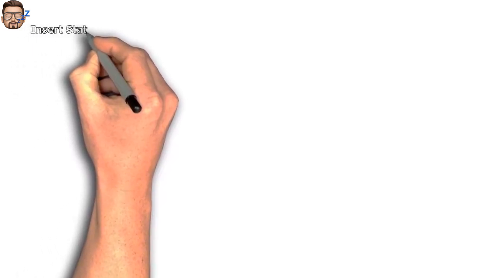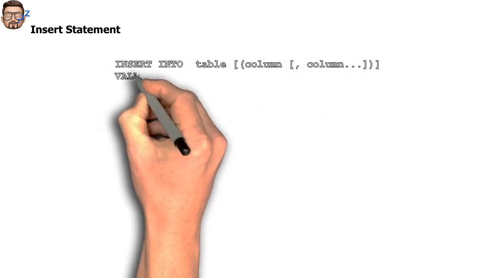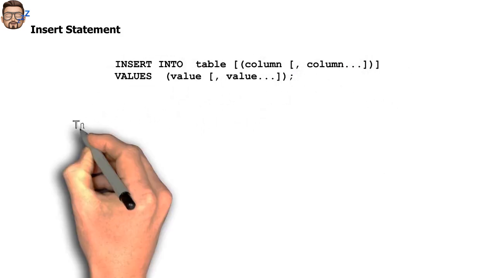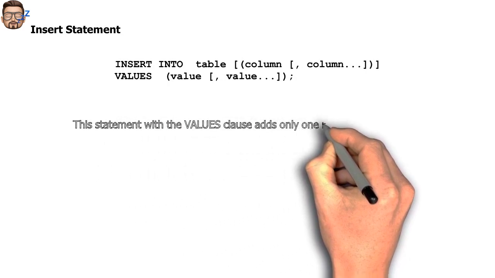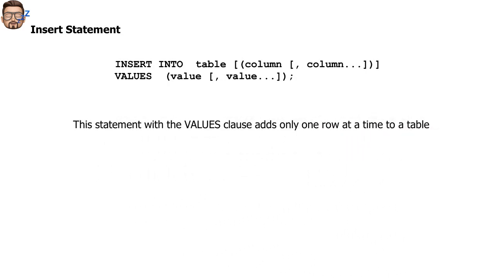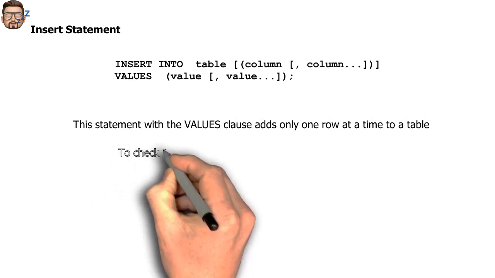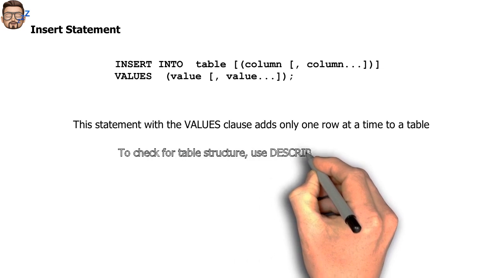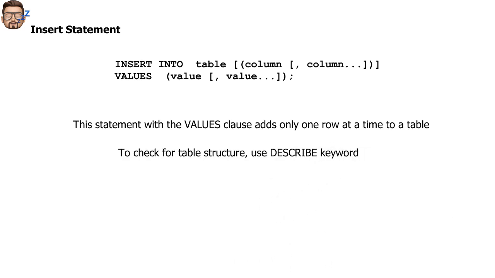You can add new rows to a table by using the INSERT statement. This is the syntax: INSERT INTO table, then we specify the columns, VALUES, and we put in parentheses the values for that particular column. This statement with the VALUES clause adds only one row at a time to a table. Before inserting any data, please make sure you know the allowed values to be inserted into the table.